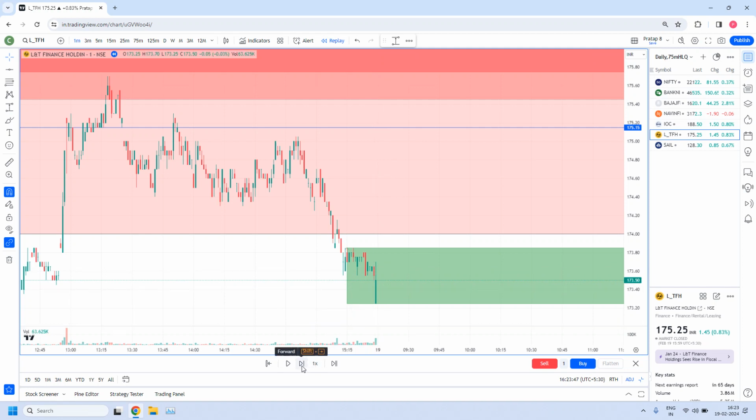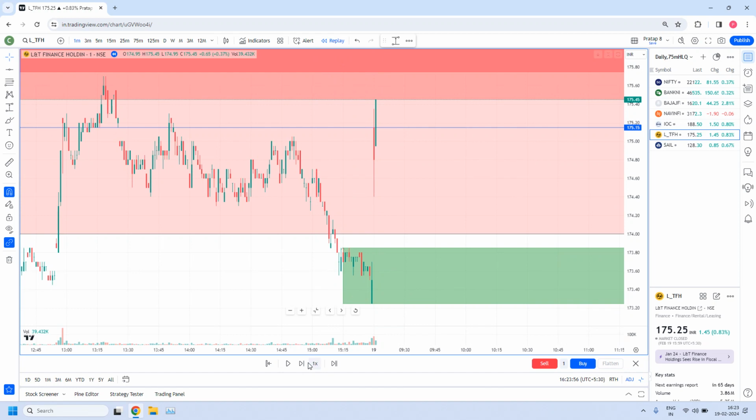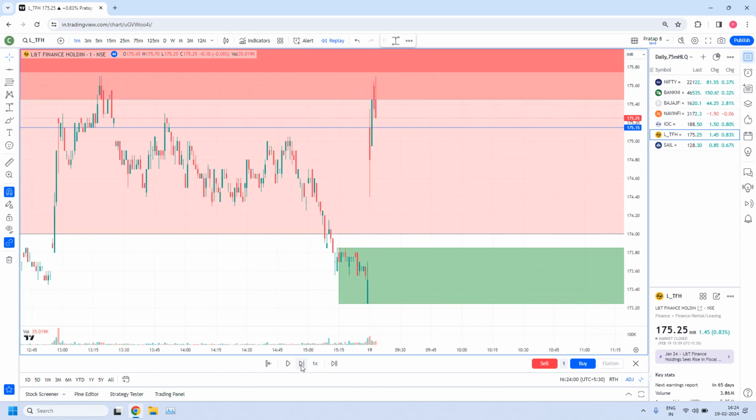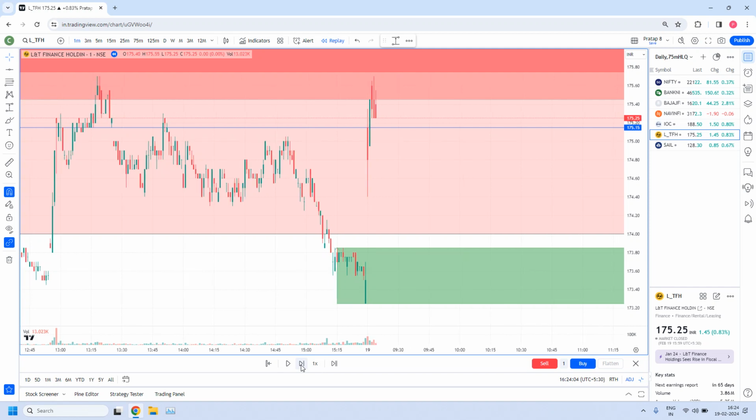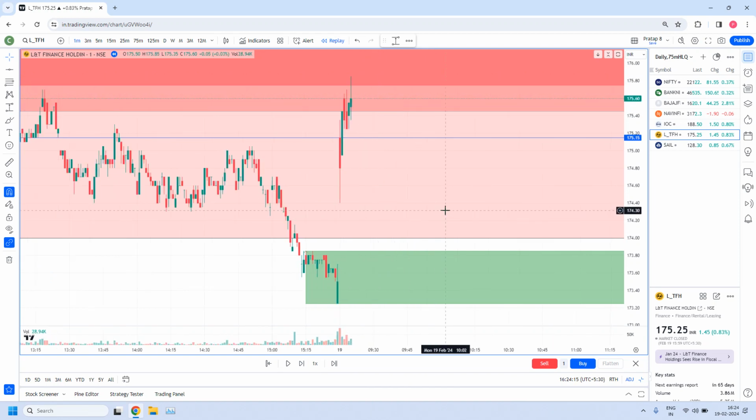And today, let us see the price action. This is the morning 9:15 candle. Next 9:16 candle, 9:17 candle, 9:18 candle, 9:19, 9:20. In this candle, we got the entry. So prices entered into this zone in this candle and we got the entry.